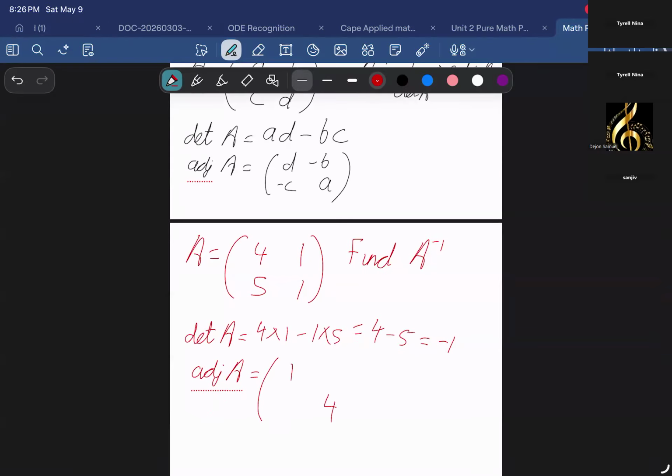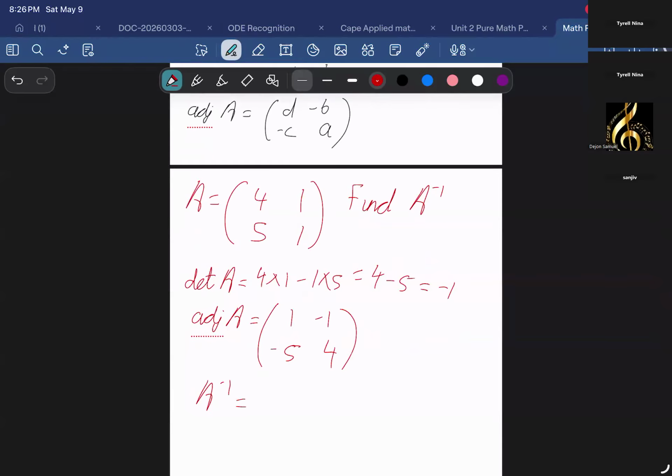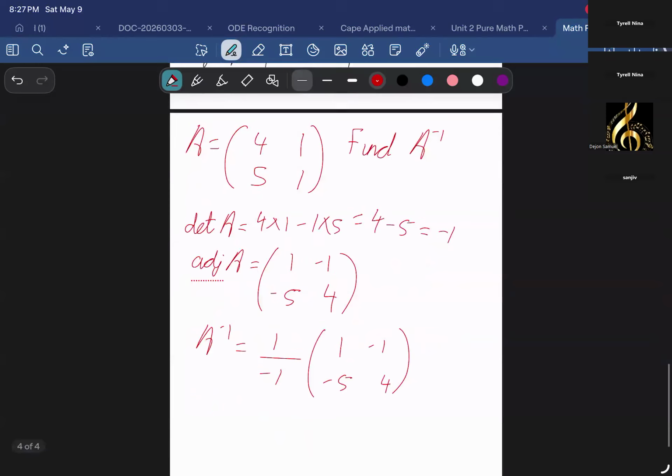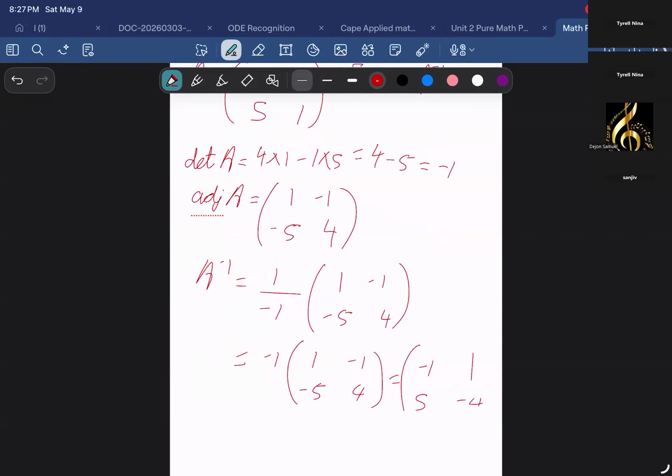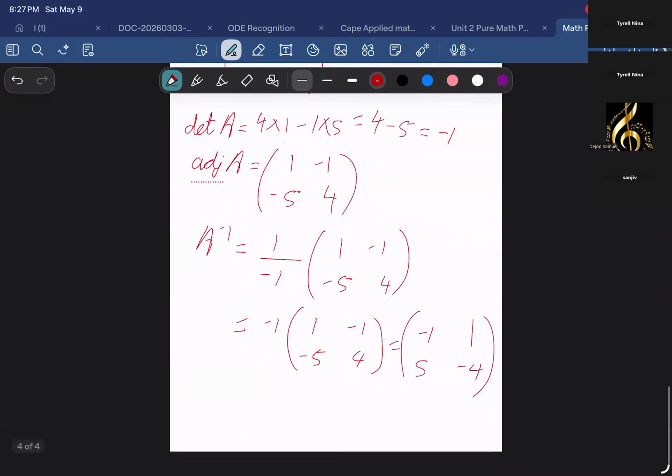1, 4, minus 1, minus 5. So therefore A inverse is 1 over minus 1 by 1, minus 1, minus 5, 4, which is minus 1 multiplied by minus 1, minus 1, 1, 5, minus 4. Yes. All right. Good. You all got in there. Right.